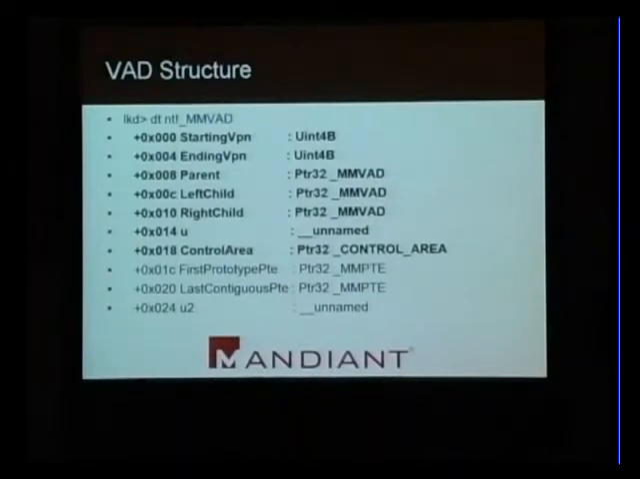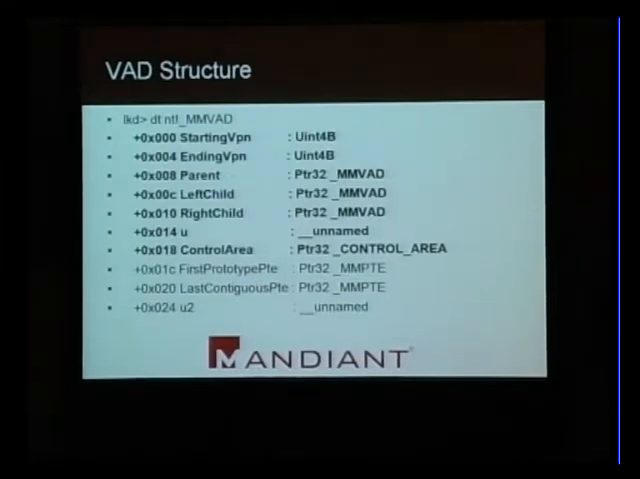All right, so the VAD structure looks like this. The ones in bold are the ones I'm going to talk about. The starting VPN is the starting virtual address of that memory section. The ending VPN is not the ending virtual address. It is the size of the memory section. Parent is the parent pointer in the tree. Left and right are their children. Pretty basic. U is the flag, so we can bit mask out and figure out, okay, this memory section is execute write, execute read write, execute write copy. We can determine all that.